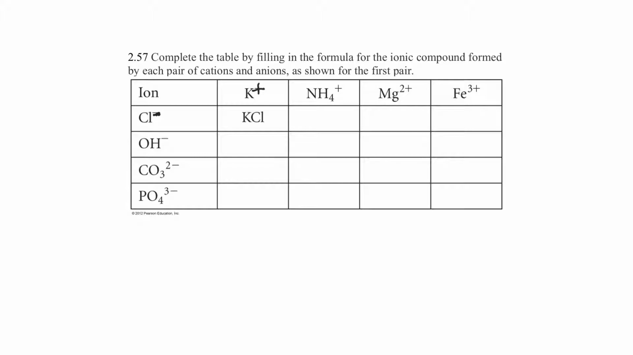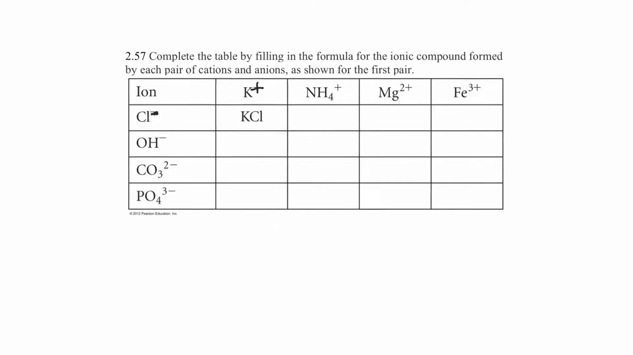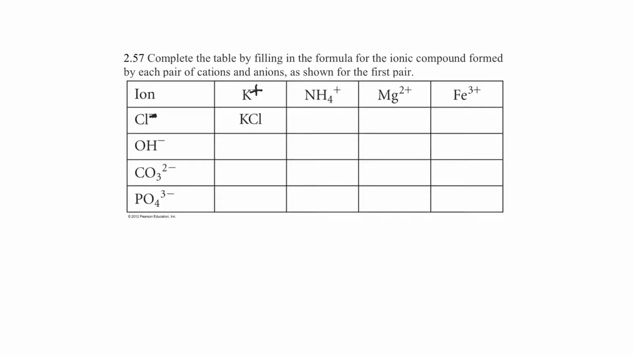Cation always goes first. And the other thing is that they will always have a zero charge when they're finished. All ions are neutral electrically. So I've got 1 K and 1 Cl. It's a 1-to-1 relationship, so I don't need any subscripts. So it just becomes KCl, potassium chloride.